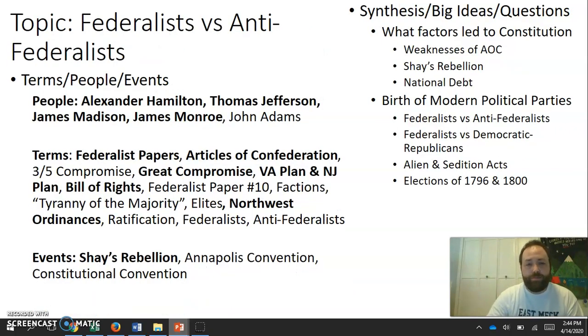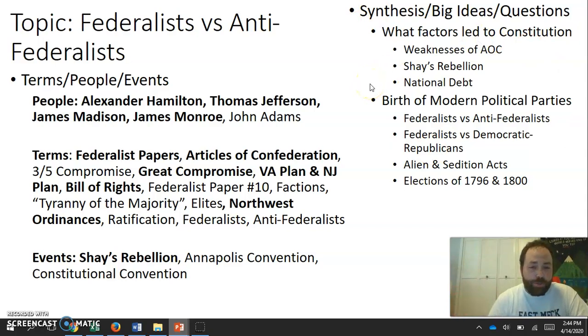All right, next thing. This is a little more complicated, and I could see them covering it because it kind of plays out in our modern partisan world. So the topic I labeled as Federalist versus Anti-Federalist, but really I would look at this as beginning to see the birth of modern political parties. So let's first talk about the factors that led to the Constitution.